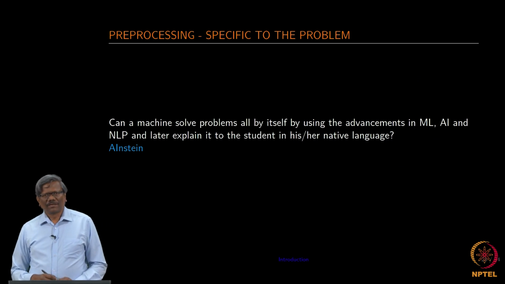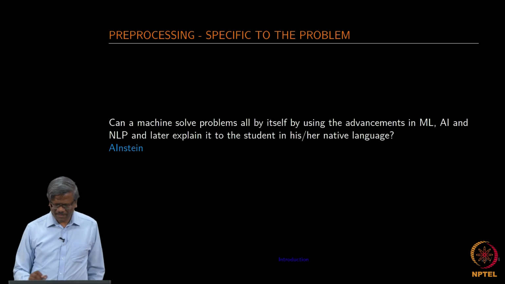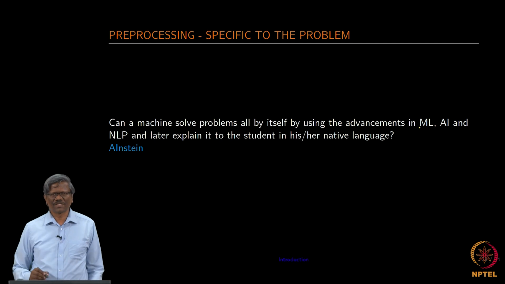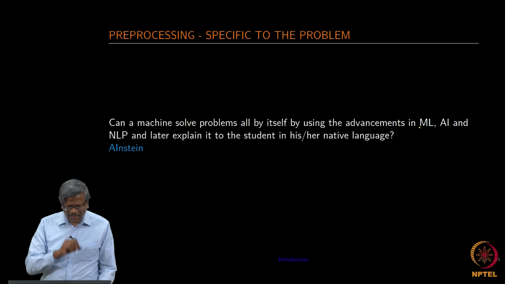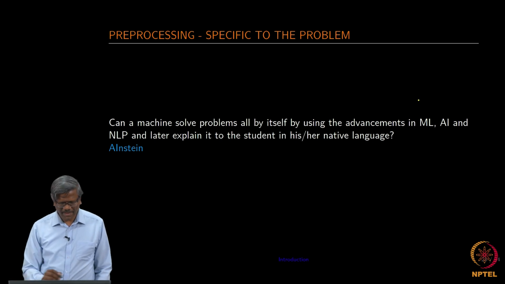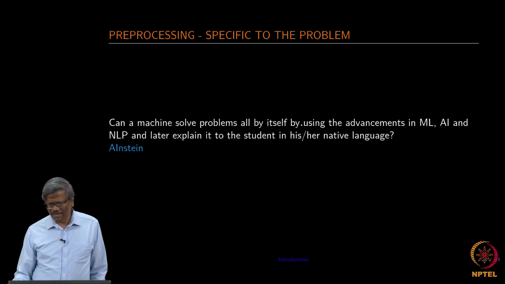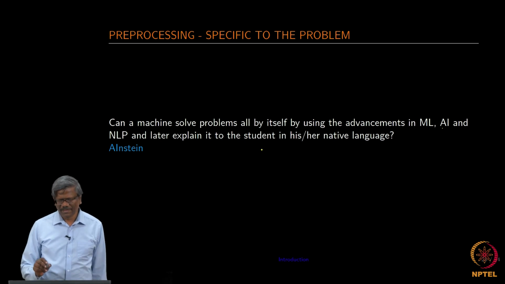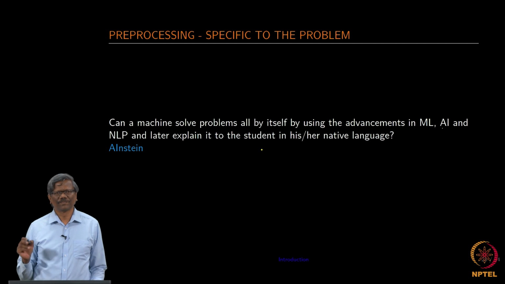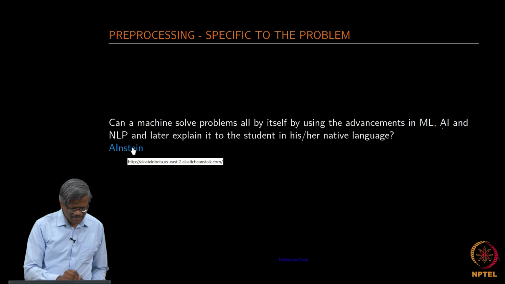Okay. To give an example of how we would do the pre-processing, I am just going to quote some small example. The example would be from physics. Okay. Can a machine solve problems all by itself by using the advances in machine learning, artificial intelligence and NLP, and later explain it to the student in his or her native language? Okay. I'll just give one example of that. I hope it works. Okay.